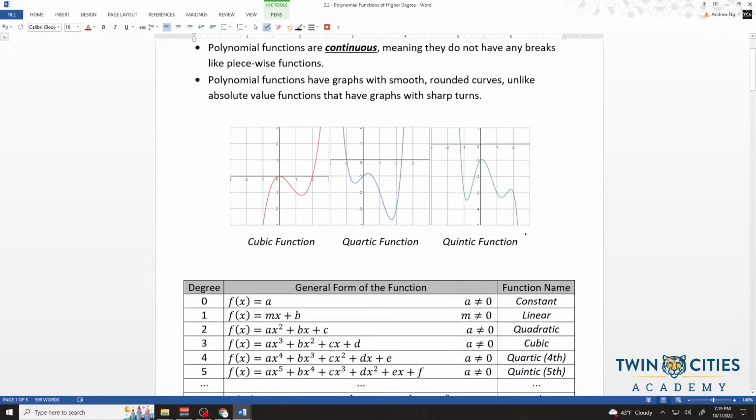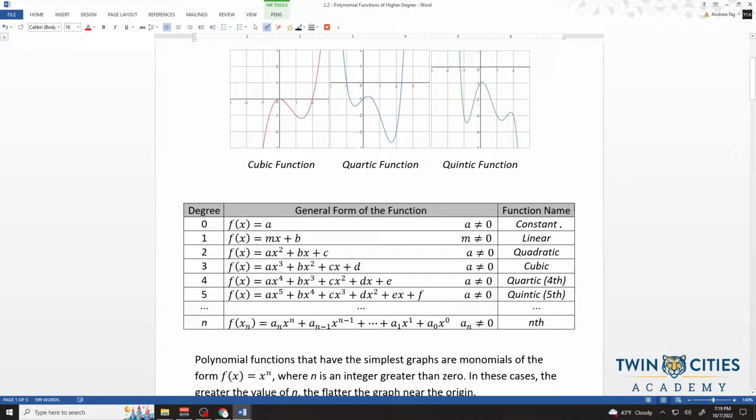And here are the general forms of these different functions. Of course, a constant is just f of x equals a, a linear we know as mx plus b, quadratic ax squared plus bx plus c, but now we've got cubic, quartic, quintic, and so forth, all rising up, and they get a little bit longer here, all the way to the nth degree, we say. So the nth degree is a sub n x to the n. So here we're saying n is the power on x. The highest power on x is going to be that degree.